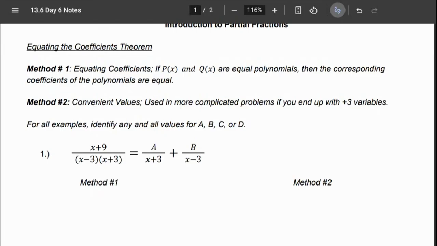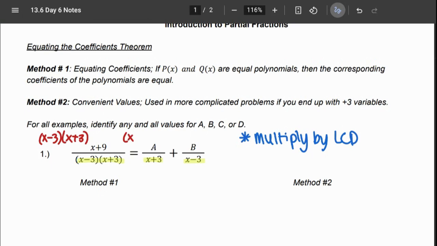In either case, no matter what, we're going to start with the multiplication of the LCD. So LCD stands for least common denominator. So in this problem, my least common denominator is whatever makes up all of my denominators. So I can see that there's an x plus 3. I can see that there's an x minus 3. So that's going to be my LCD. So I'm going to multiply this whole equation by x minus 3 and x plus 3.